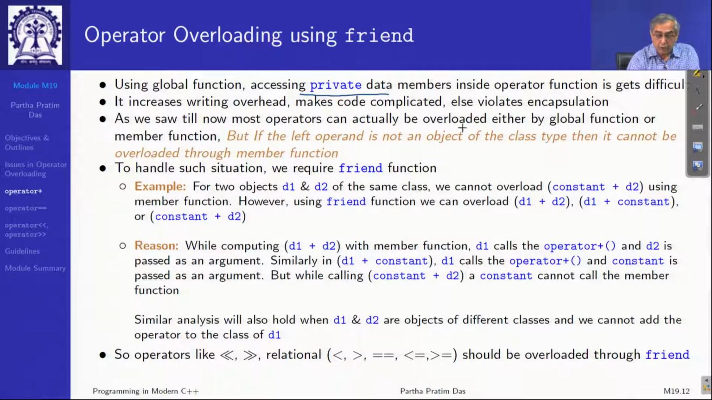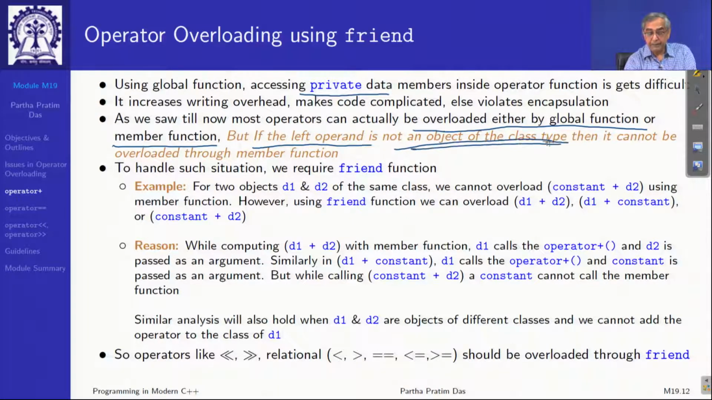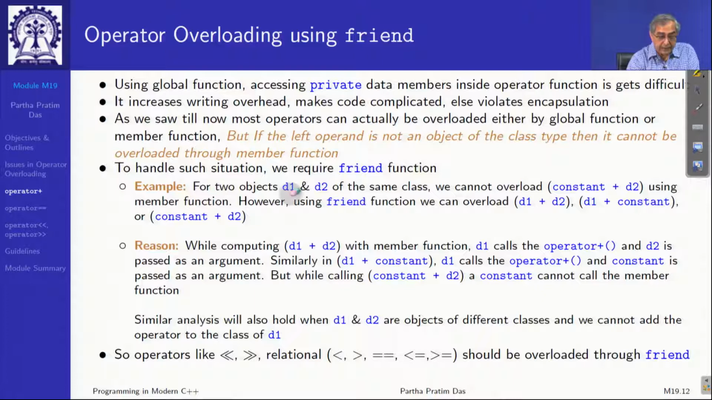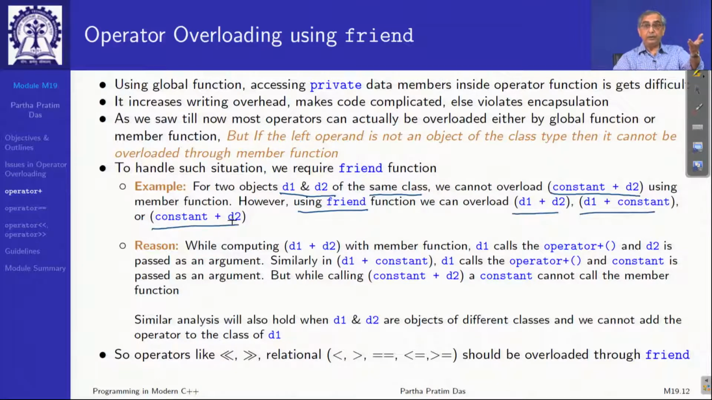Now, operators can be overloaded either by a global function or by a member function, as we have seen, but if the left operand is not an object of the class type, then it cannot be overloaded through a member function. That is precisely the case we get into with an expression like 4.2 plus d 2. To handle such a situation we can make use of friend. Let us say there are two objects d 1 and d 2 of the same class. We cannot overload constant plus d 2 using the member function. However, using friend I can do all three of them, because I could do them with a global function.